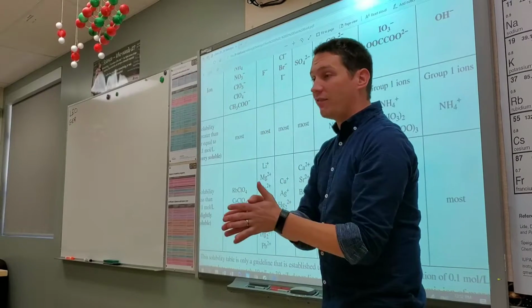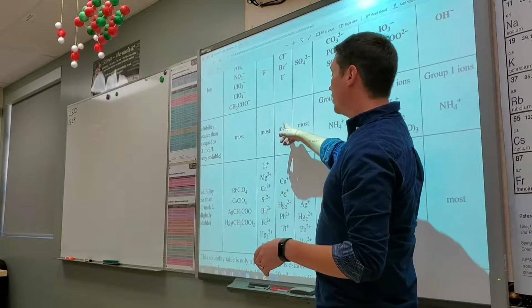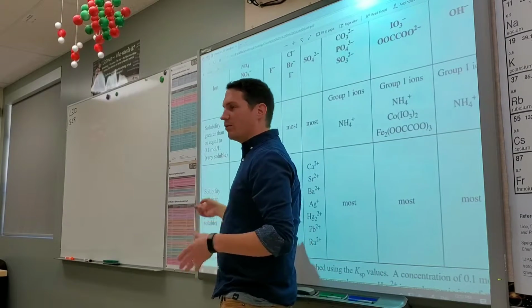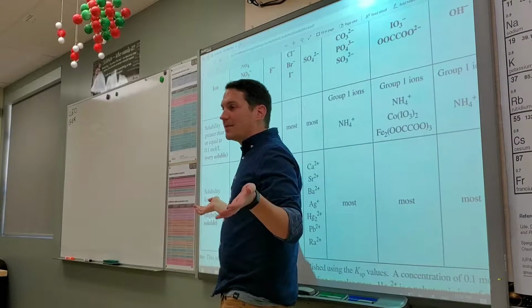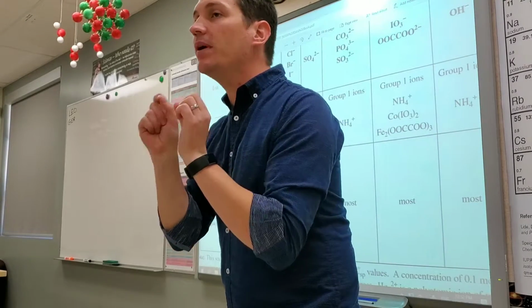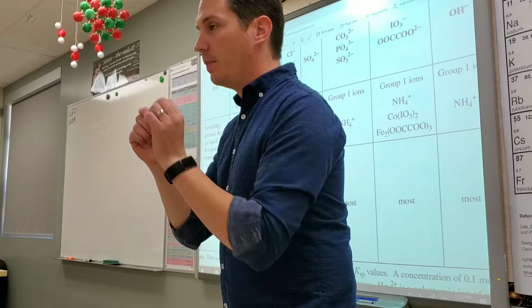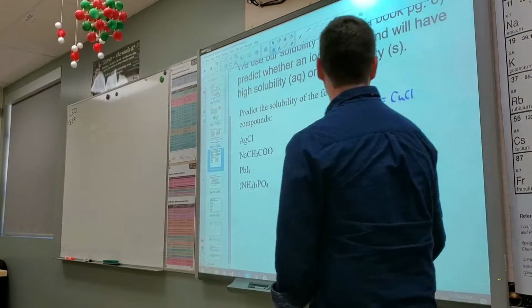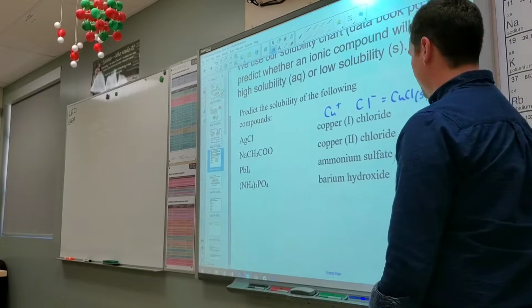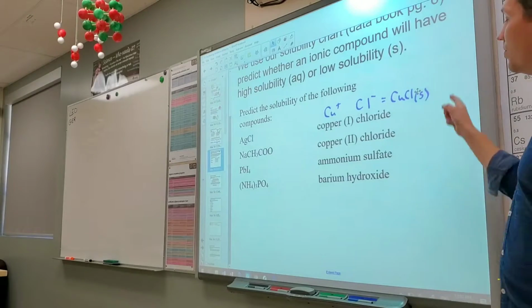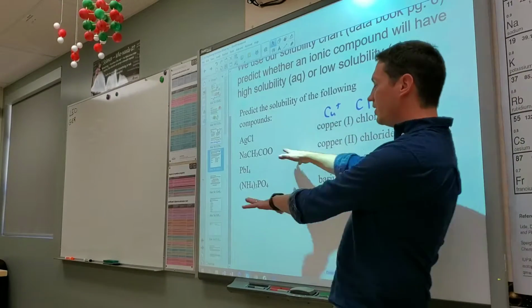If we didn't find copper 1, it would be under most, right? So copper 1 means it's slightly soluble. What does that mean? It's mostly going to be a solid. A little bit of it will dissolve, but most of it will not dissolve. So we will write its state of matter as solid. That's what I want you to do for all of these compounds.